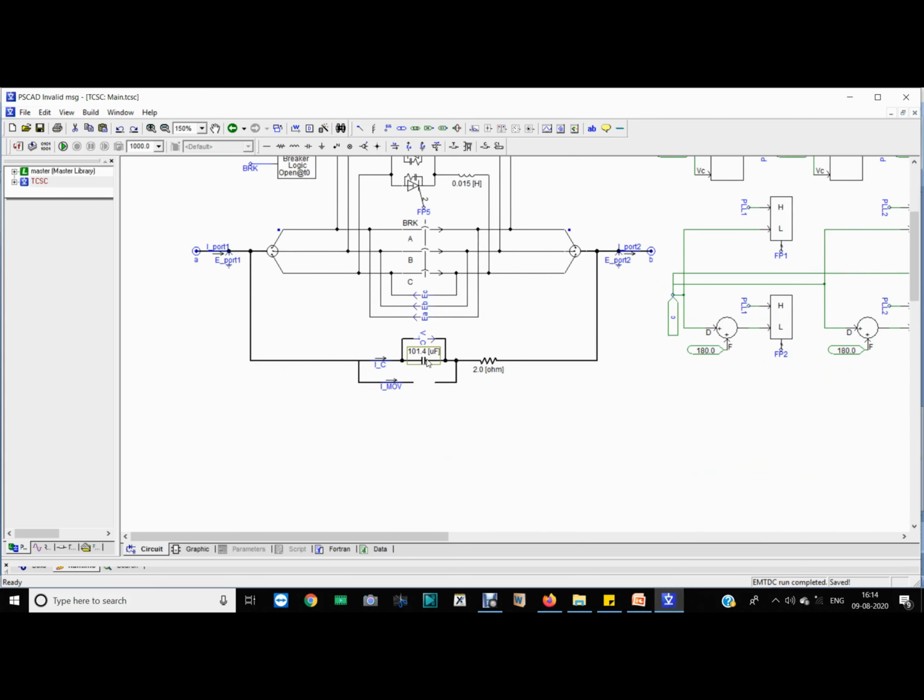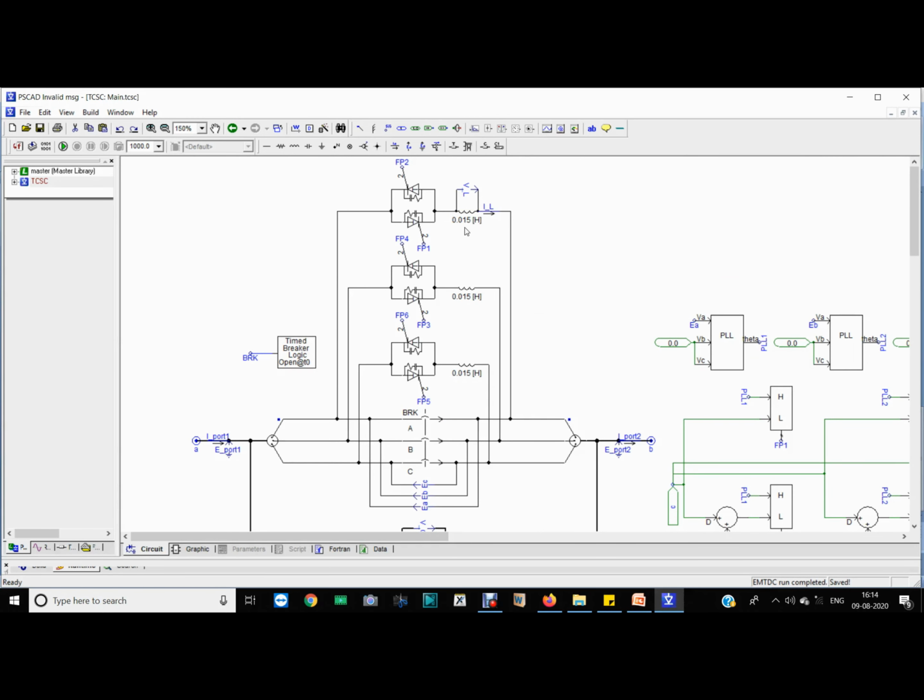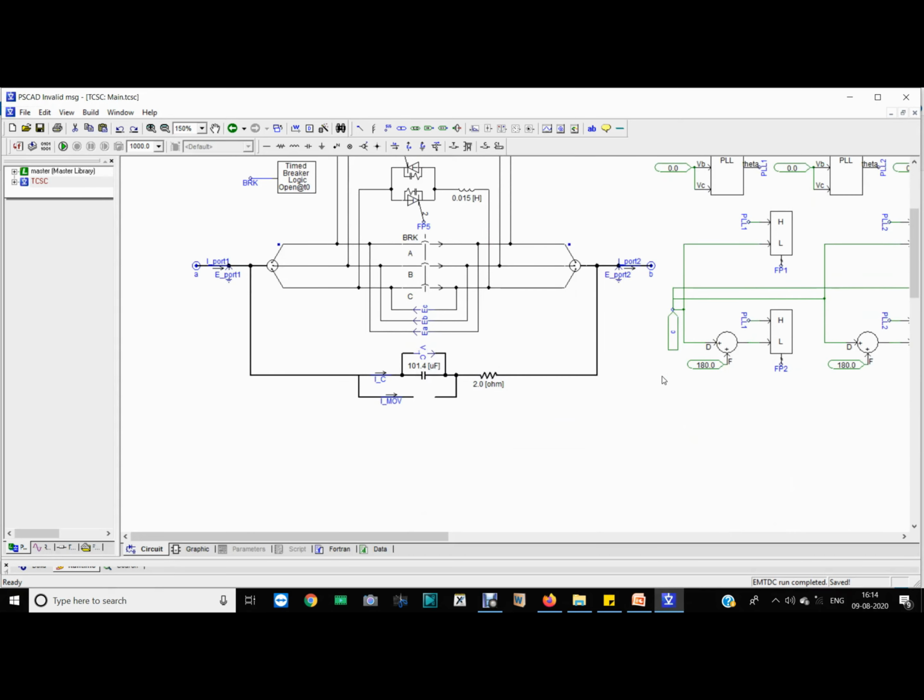We have taken the C value as 101.4 microfarad, and L equals 0.015 henry by this formula. Okay, we have calculated it earlier. Now this is a three-phase TCR, right? And these are the anti-parallel thyristors for phases A, B, C, and the firing pulses are given as AP1, AP2, AP3, AP4, AP5, AP6, whatever. Okay, now the capacitor is here.